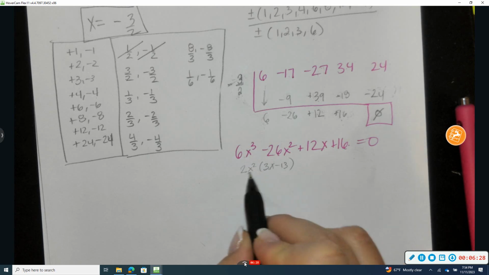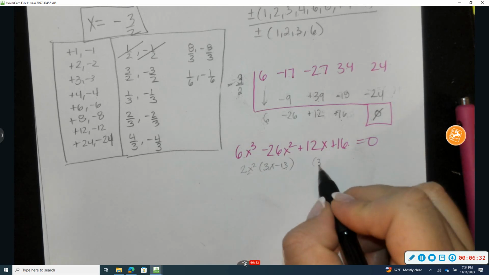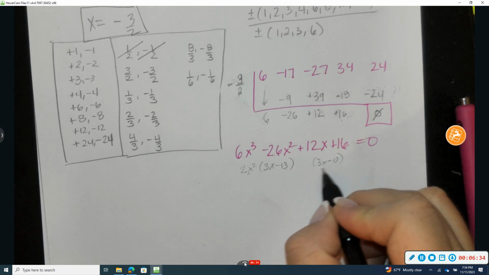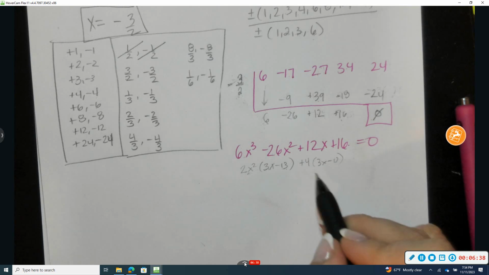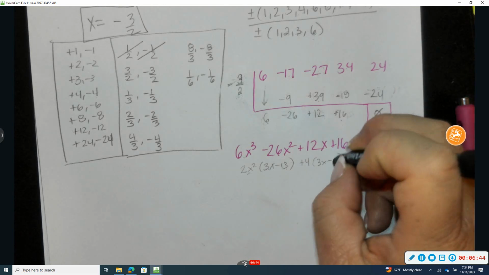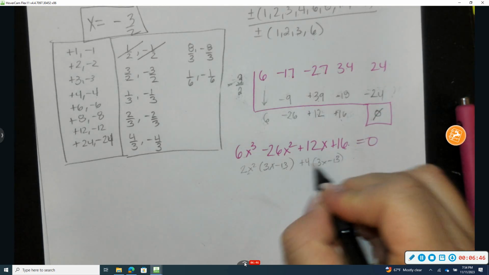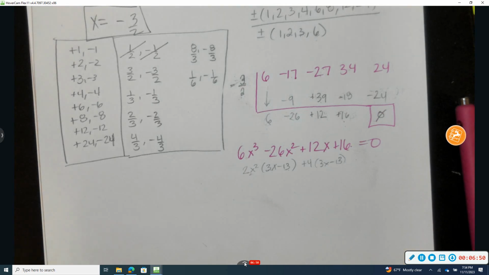6x cubed minus 26x squared. But if I put 3x minus 13 over here, in order to achieve a positive 12x, I'd have to multiply by positive 4. And this initial part works. Here's 12x, but 4 times 13 is not 16. So I can't factor by grouping.